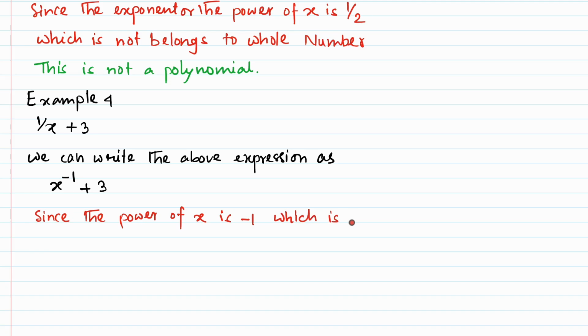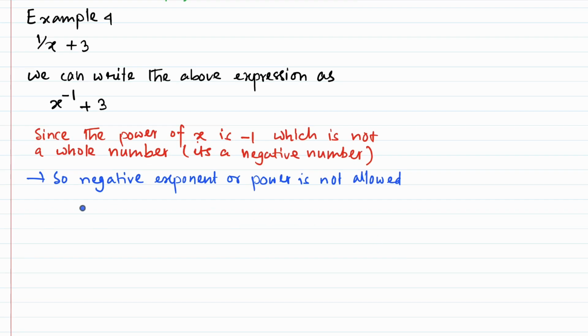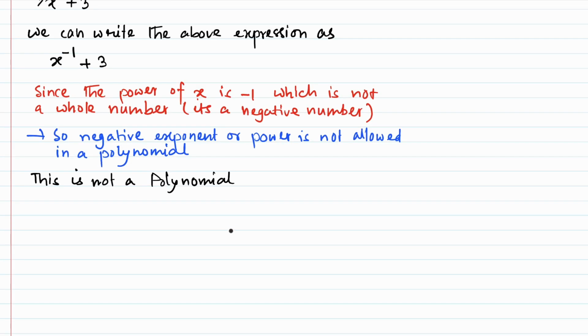So since the power of x is minus 1, which is not a whole number and is a negative number, therefore this expression is not a polynomial, because a negative exponent or power is not allowed in a polynomial. So 1 by x plus 3 is not a polynomial.